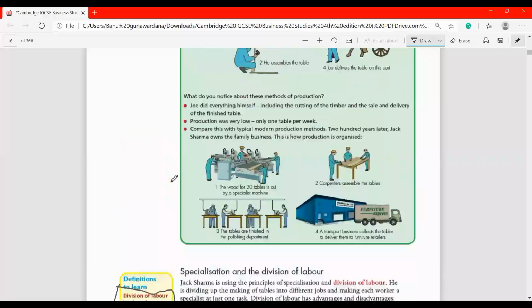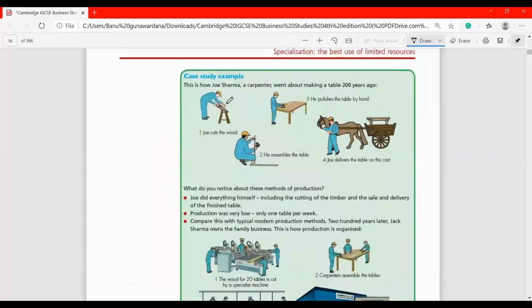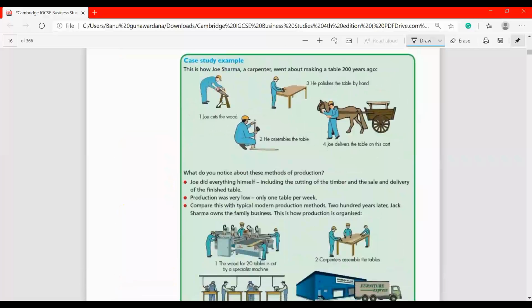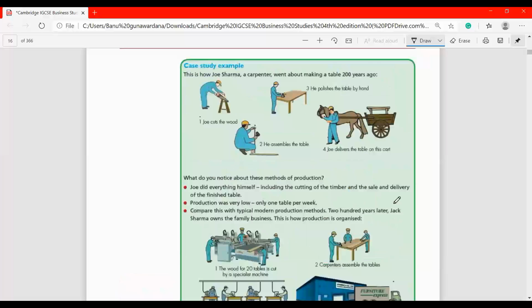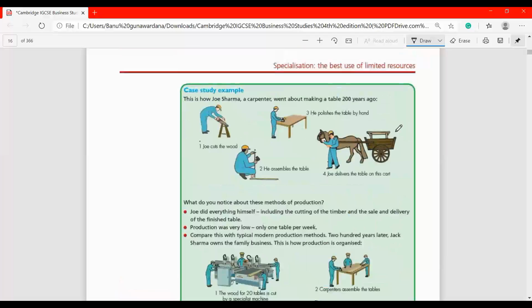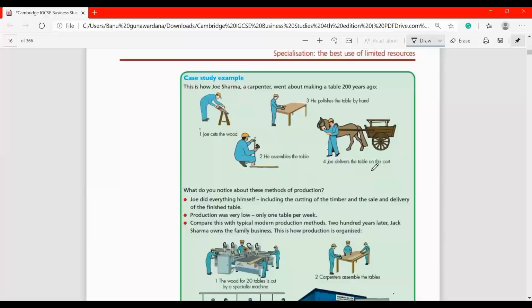For example, as we see in this picture, Joy Sharma is a carpenter. Now they have multiple processes in the production process. This is the production process from the first phase to the end. So here, it is divided into parts. Now here Joy cuts the wood, he assembles the table, he polishes the table, Joy delivers the table. Likewise, the process of producing goods and services is being broken down into parts.